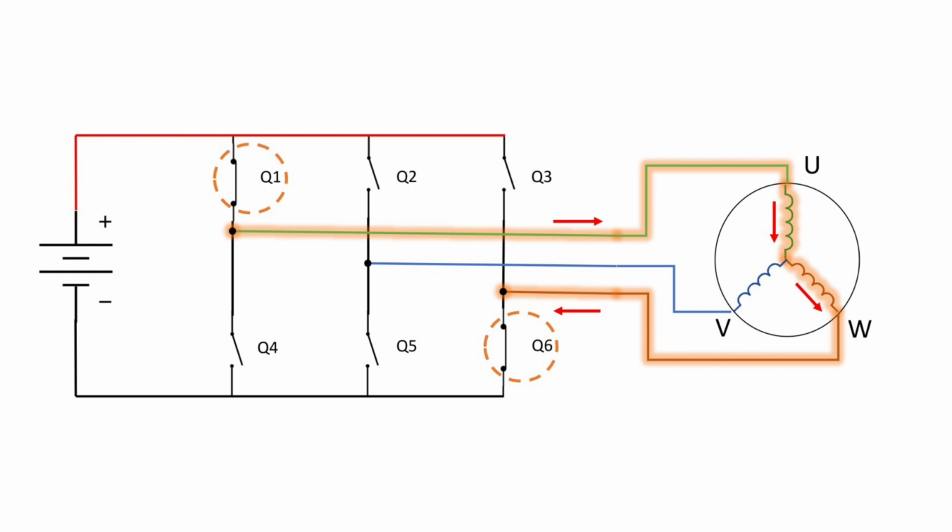As you can see, at a time 2 switches are open and 1 switch is closed, so 2 coils are in series with the supply. I am showing you a video in which we can understand how a star connected motor works. Let's see the video.